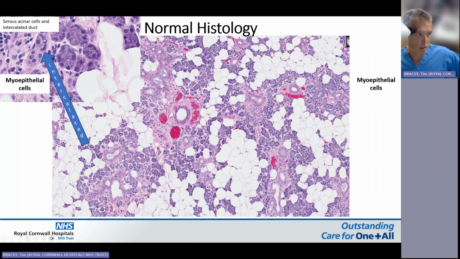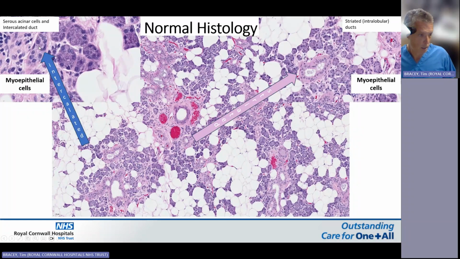The myoepithelial cells also surround the intercalated ducts, but they're more fusiform in shape. There's probably one there. You need immunohistochemistry to tell for sure. And then you've got the striated ducts. You can see they've got a lot of pink cytoplasm. They almost look like oncocytic cells. But that's because they've got a lot of metabolic activity. They're not actually oncocytic cells.